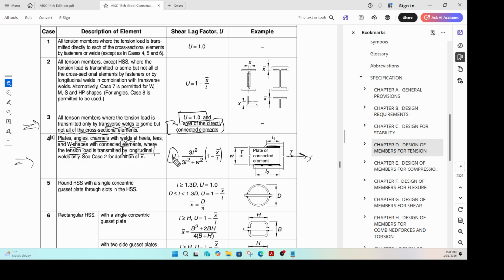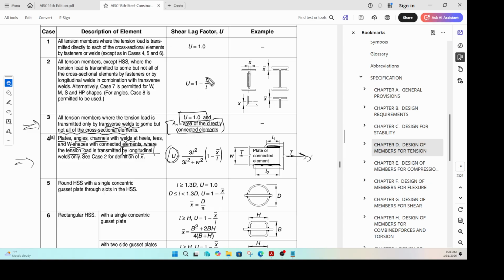Again, why should you calculate U? Not the entire area of the member is effective in taking the tension load. So you have to reduce your A net with a factor called U to calculate your A effective, and that effective area calculation needs U. This is how you calculate your U.